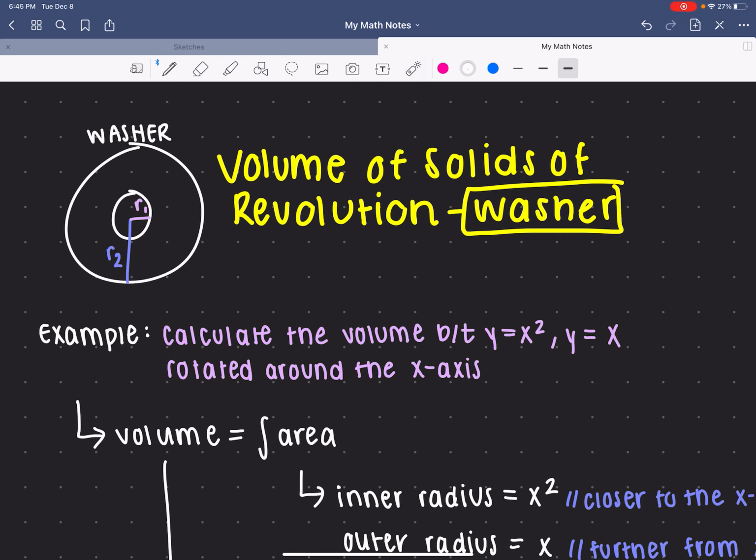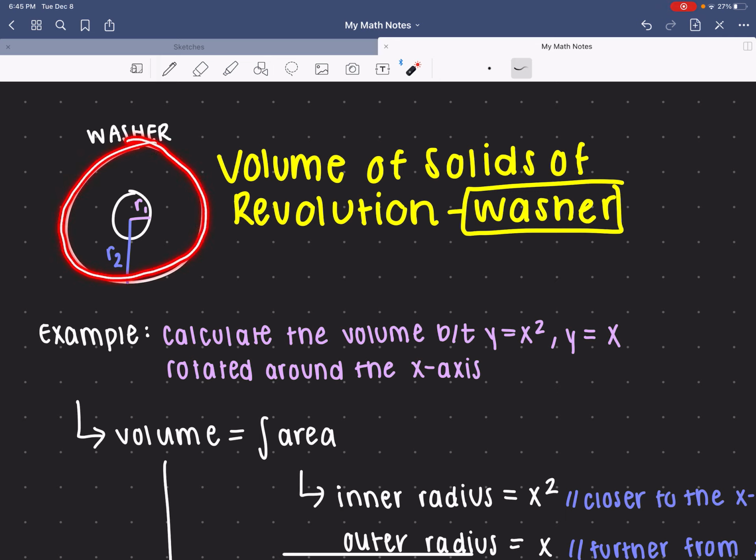Okay, so today's video is going to be on the volume of solids of revolution in the washer method. And the washer method is usually used when you're trying to find the area between two curves. So to start off, let's first describe what a washer is.